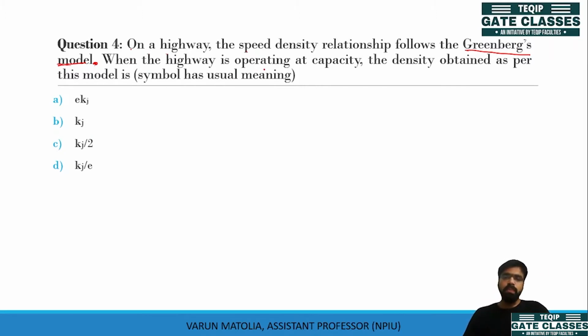When the highway is operating at capacity. What is capacity? Capacity is the maximum flow value or maximum volume. If the highway is operated at maximum capacity, or at its capacity, the density obtained as per this model is, they are asking about the density value. Let us write what Greenberg's model says. We'll utilize this space, so let us start from here.